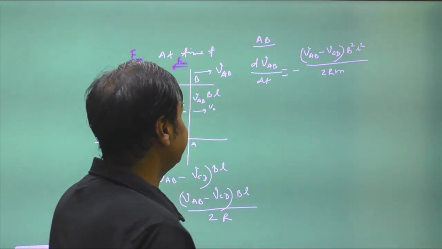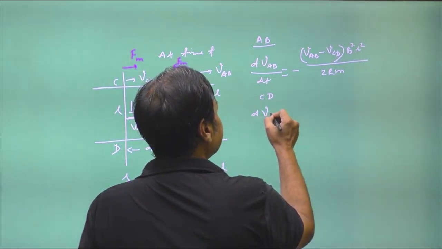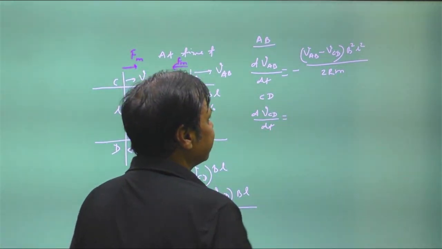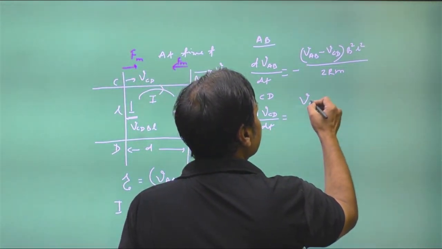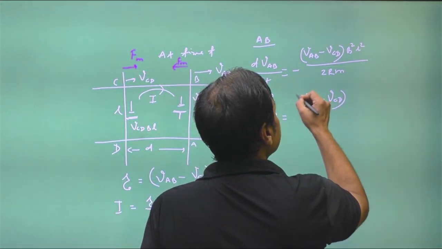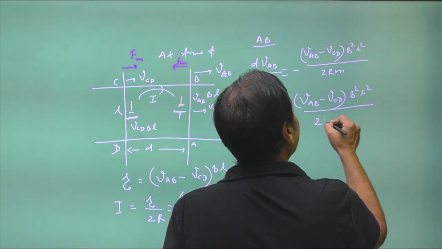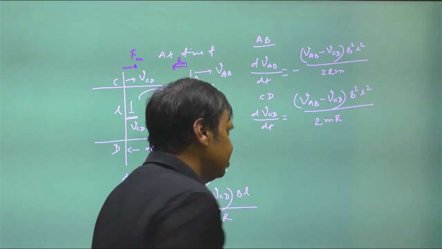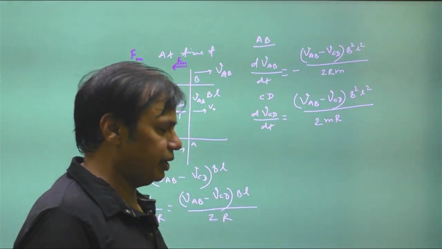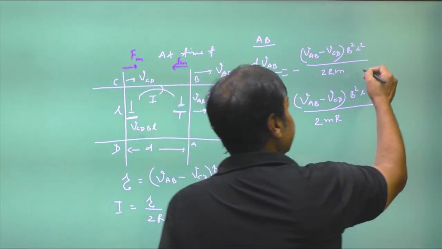And for CD it will be simply dVCD upon dt. It equals the force. It is accelerating, so the force will become (VAB minus VCD) B square L square upon 2MR. So we have two equations.